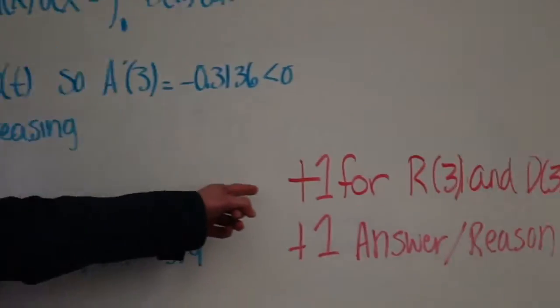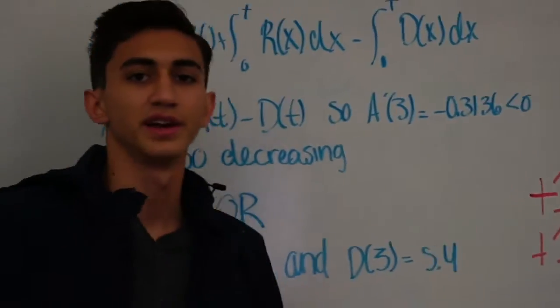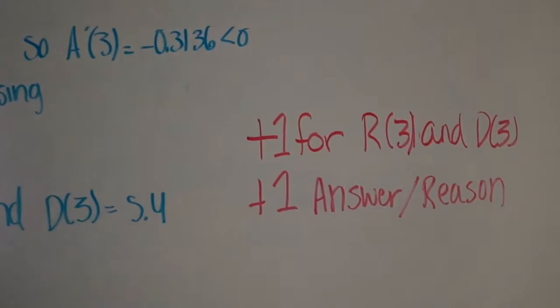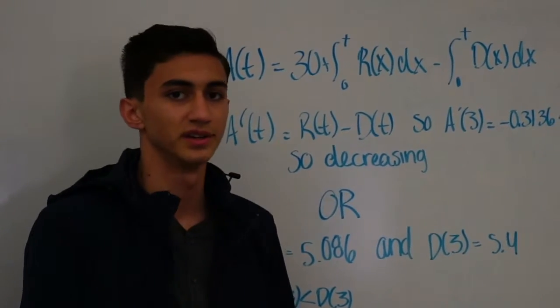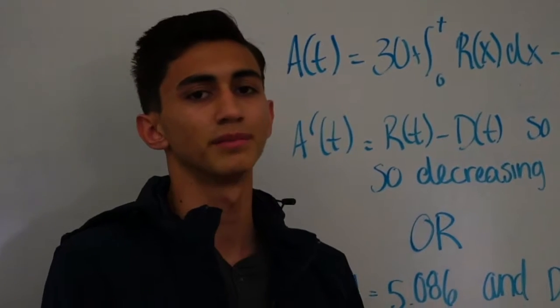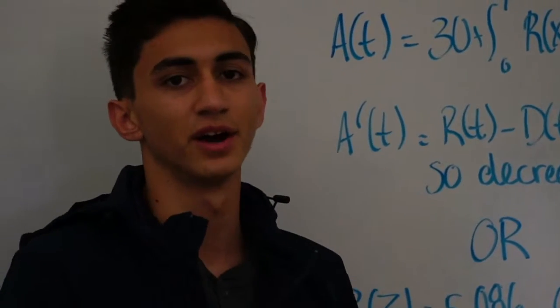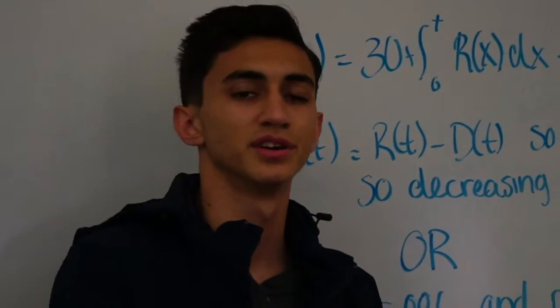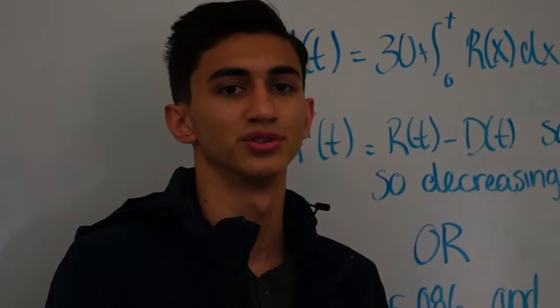So there are 2 possible points to earn on this problem. You get 1 point for comparing R of 3 and D of 3. And then the second point comes for providing an accurate answer with a reason. And there's several different common mistakes that students make on this problem. One of them is that they miscalculate when finding R of 3 and D of 3. When they plug 3 into the equations, they have issues with their algebra.